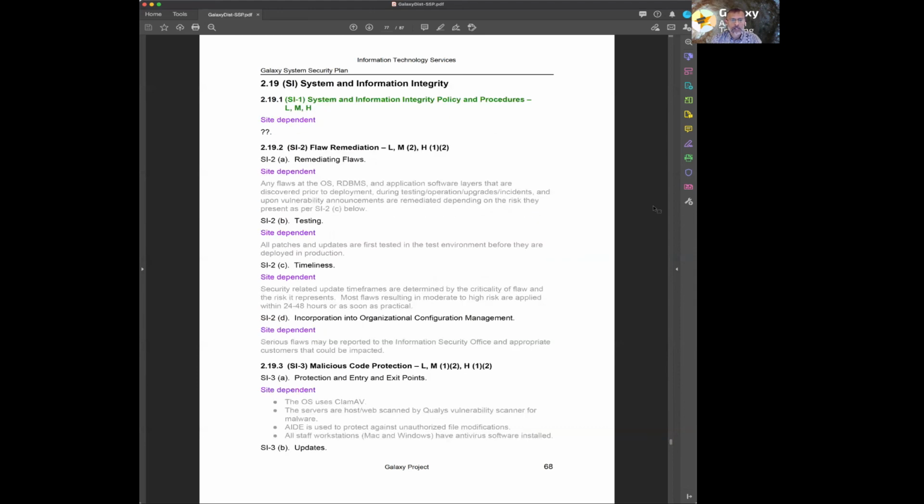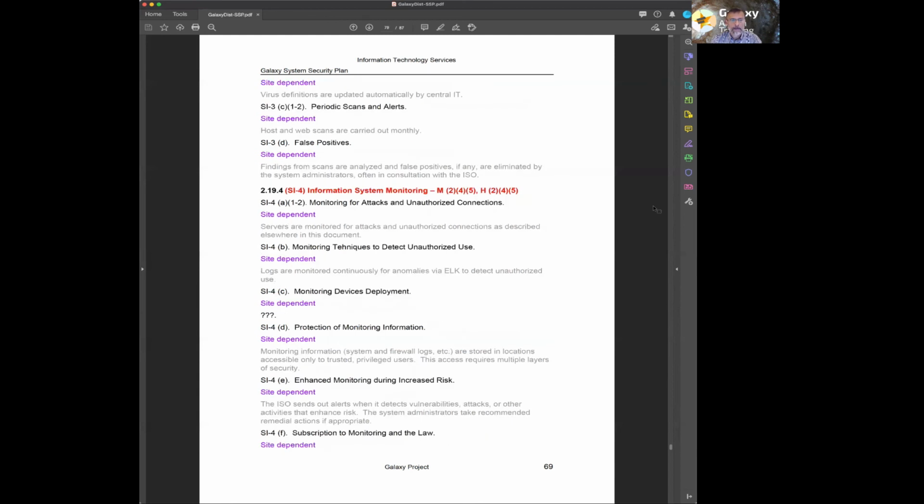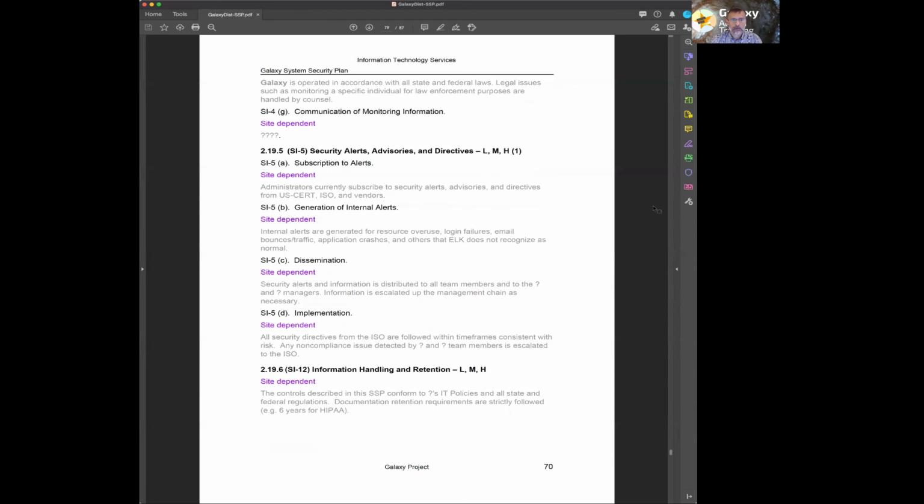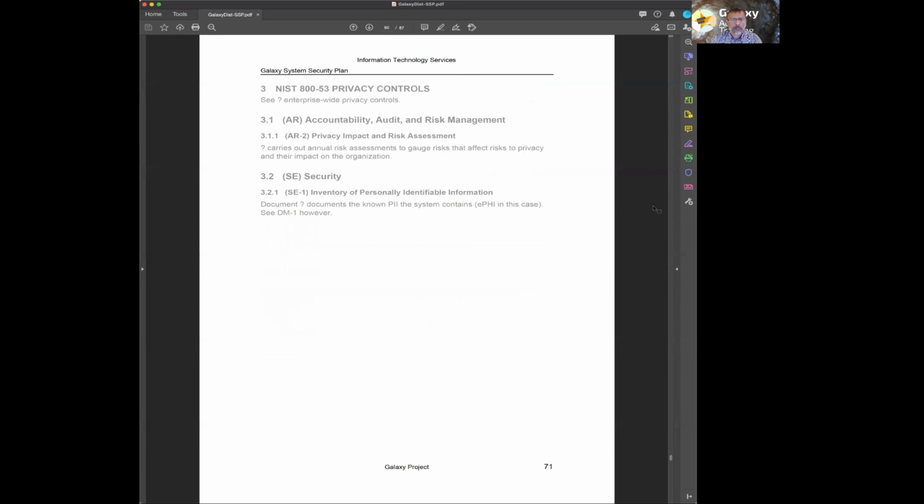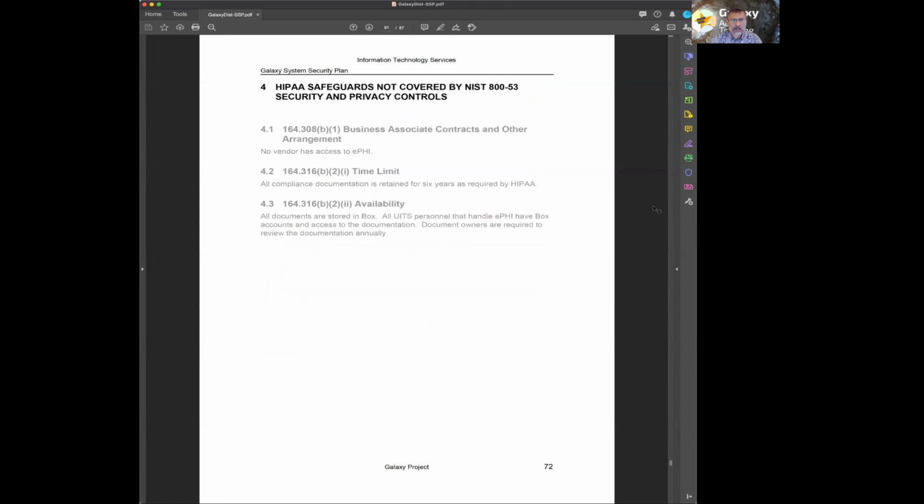This is about patching, flaw remediation. Again, these are your local controls for anything you do, testing, for example. Malicious code protection. This is about antivirus, for example, for your workstation and also systems. Monitoring, system monitoring. These are local controls that you have to have in place. NIST comes with privacy controls, but we're not addressing that.